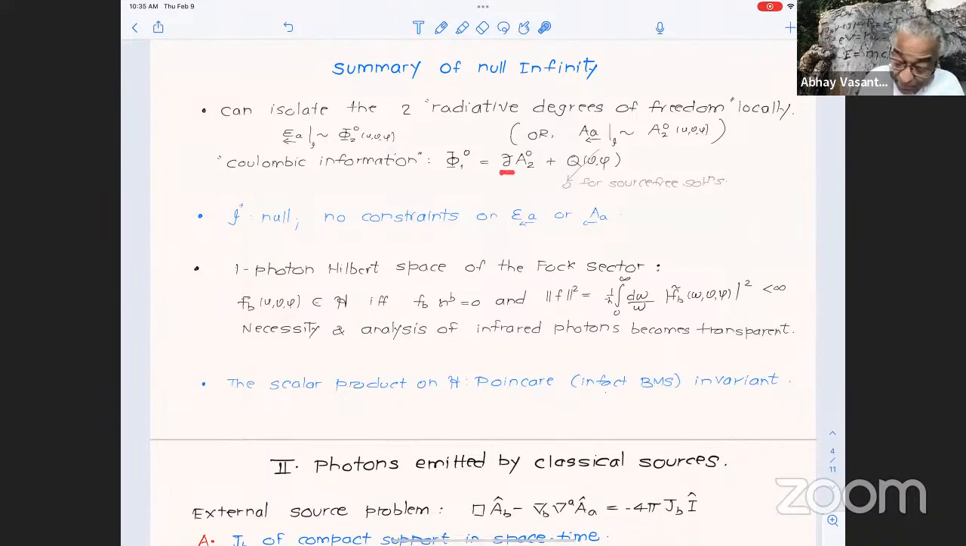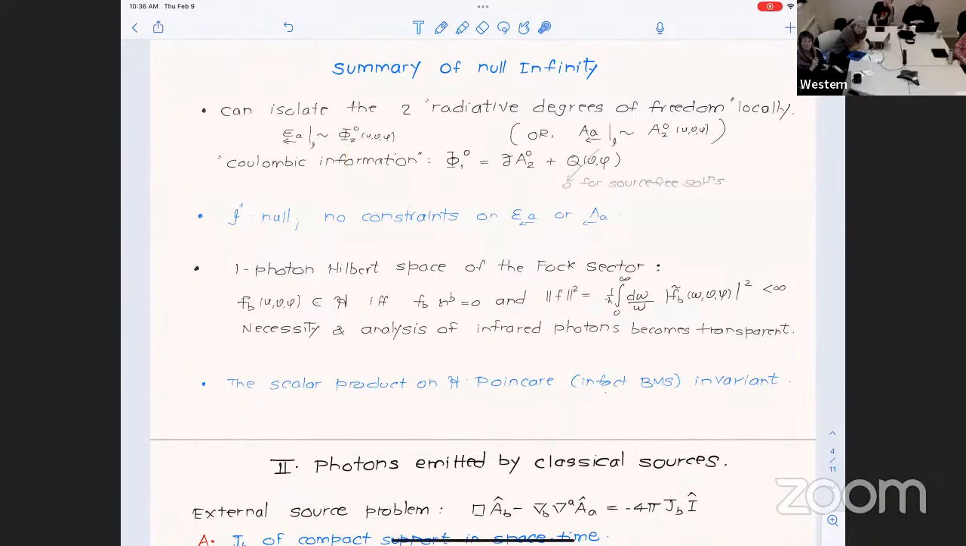And that is just given by the angular derivative here. So the radiative part, this phi1 naught up here, is just given by du of A2 naught, whereas phi1 naught is given by this.